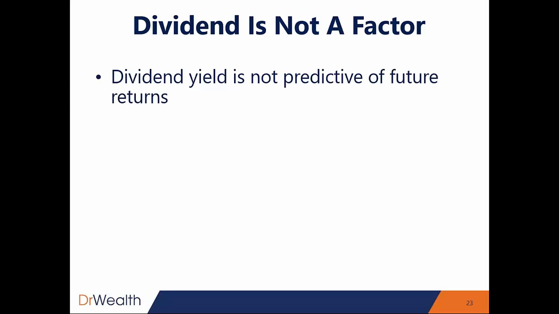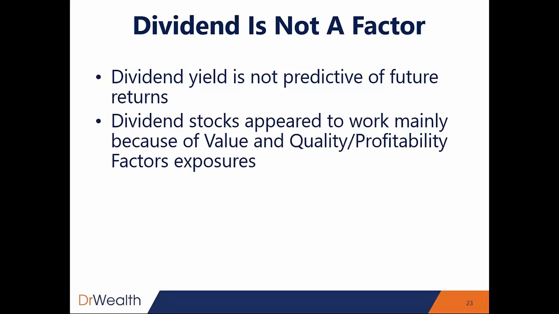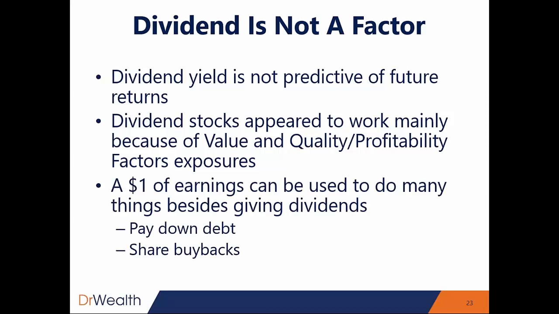So if you are especially a dividend investor, dividend yield might not be the one that you should be looking at. Maybe you should be looking at profitability, and on top of that, layer on a dividend yield as a second consideration rather than starting on dividend yield alone, because it's a very poor predictor of your future returns. And as I mentioned, dividend stocks tend to appear through factors like value or quality / profitability factor exposures.